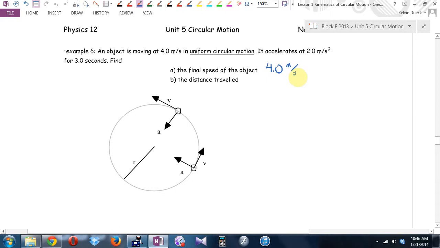That's one that bugs kids, because they all want to go VF equals VI plus AT. They all want to go 4 plus 2 times 3. No. But there's an acceleration, Mr. Dueck. Yeah, but that acceleration is changing direction, not speed. Oh, and the distance traveled?